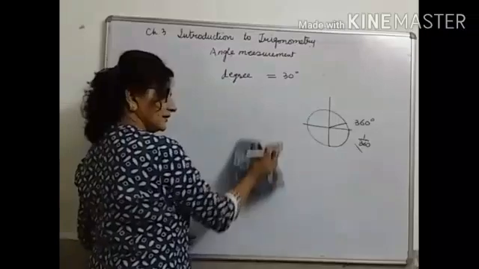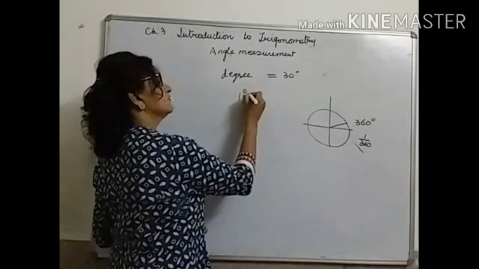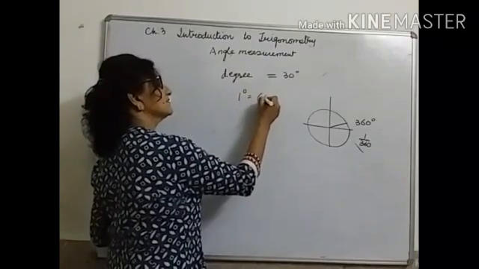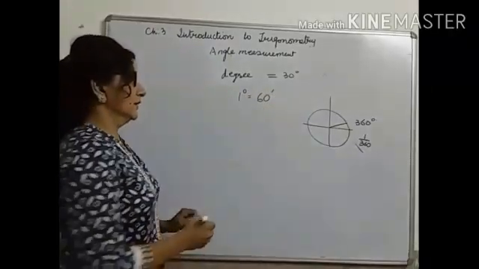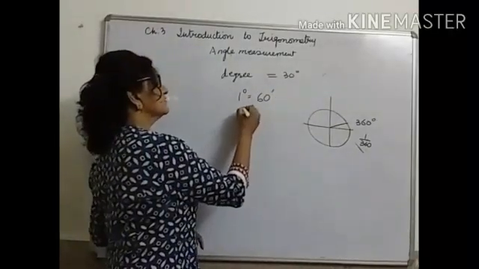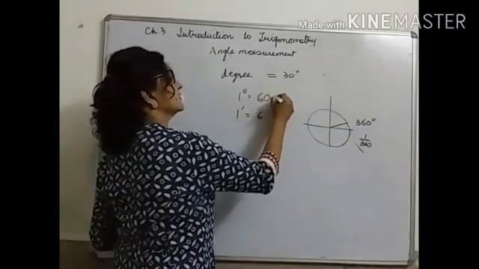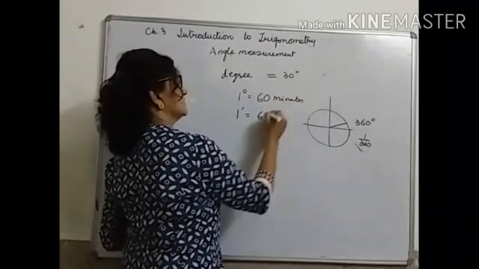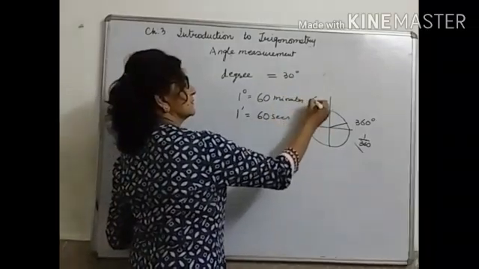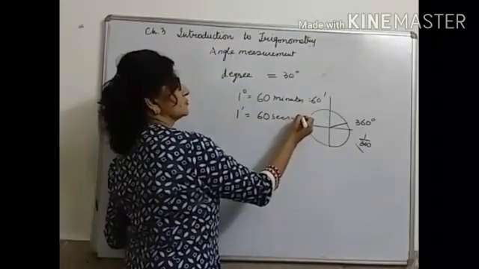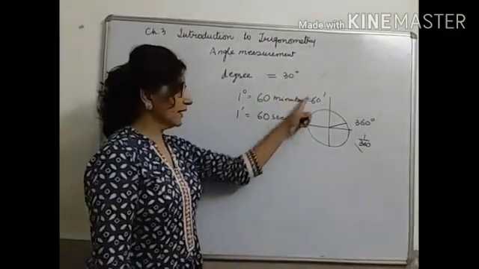So for that we have further division, that is into minutes. 1 degree is further divided into 60 parts, and that is called 60 minutes. Minutes is denoted by this dash, okay? Even further, this 1 minute is divided into 60 parts, and each part is known as a second, so 1 minute equals 60 seconds. Minutes is denoted with 1 dash and seconds is denoted with 2 dashes, okay? So this is what we have to remember.